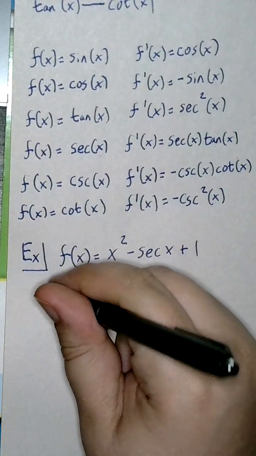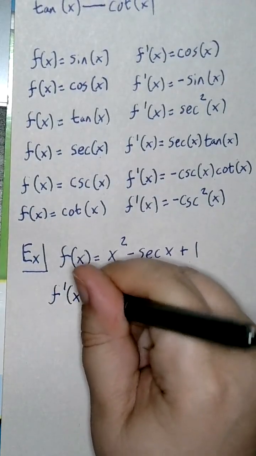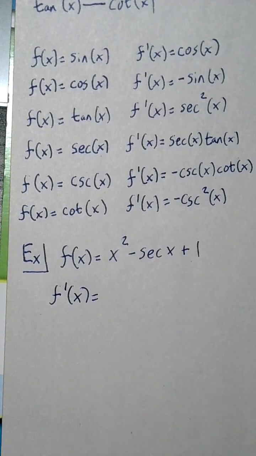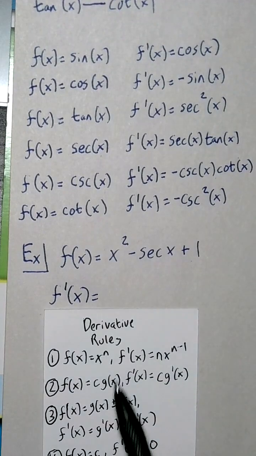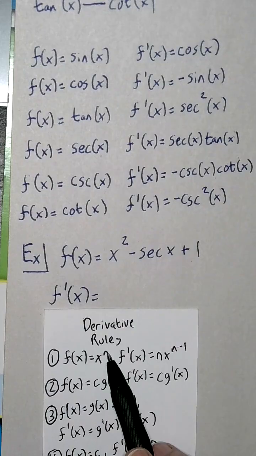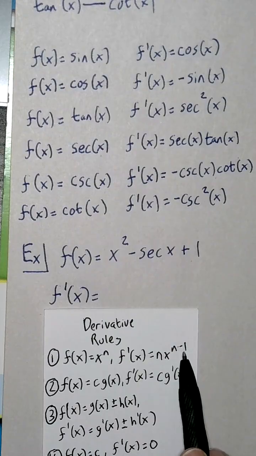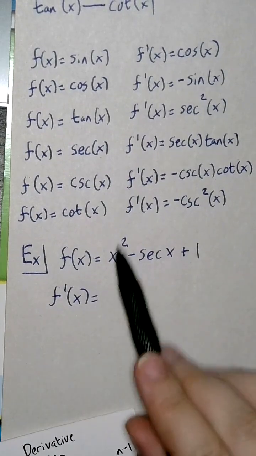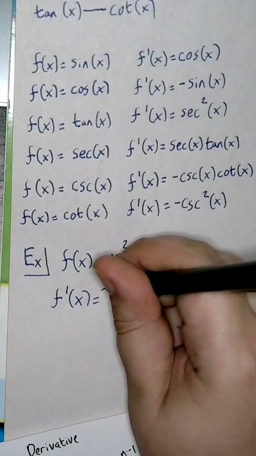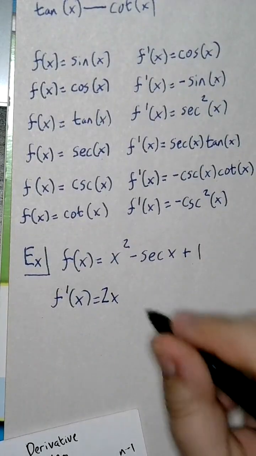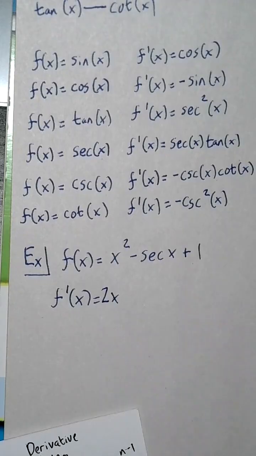So f prime of x is going to be what? Well, here for x squared, I can use power rule. And remember what power rule says. It says if I have a variable raised to a power, I can simply take the exponent, move it out front, and subtract 1 from that exponent. So 2 goes out front, so that would be 2x to the 2 minus 1 power, which is just 1. Remember that a variable without an exponent is the same as that variable raised to the first power.